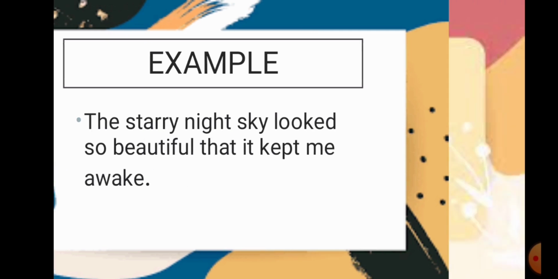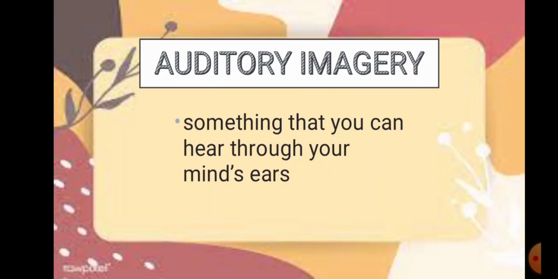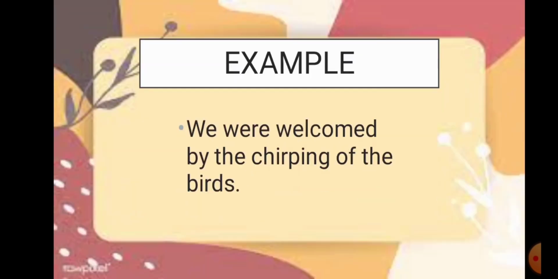So, next one is the auditory imagery. It is something that you can hear in your mind's ears. So it's all about hearing. Example: we were welcomed by the chirping of the birds. How could we know that it belongs to auditory imagery? Let's take a look at the word chirping. A chirping bird is typically a small bird that utters a short or high-pitched sound. So if there is a sound, there is probably also the presence of the sense of hearing.